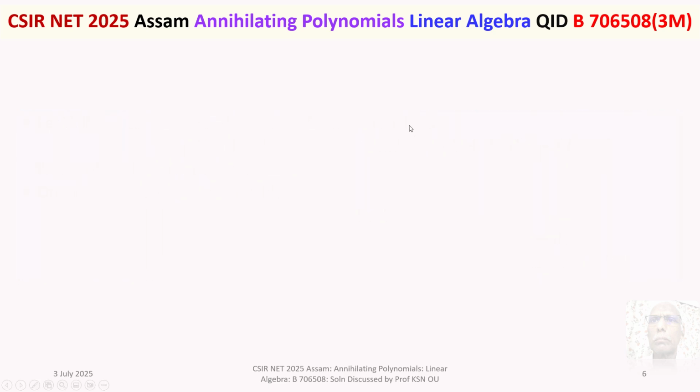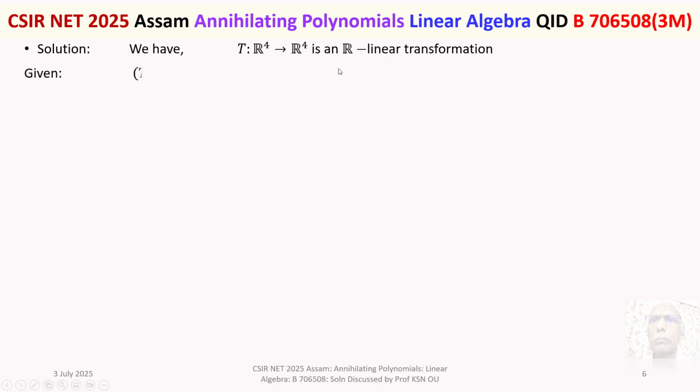Right. Let's now discuss the solution of the problem in detail. We have an R linear transformation T from R^4 to R^4. We are given (T^2 + T + I)(T - 2I) = 0, and (T^2 + T + 2I)(T^2 - 4I) = 0. What's the meaning of this?